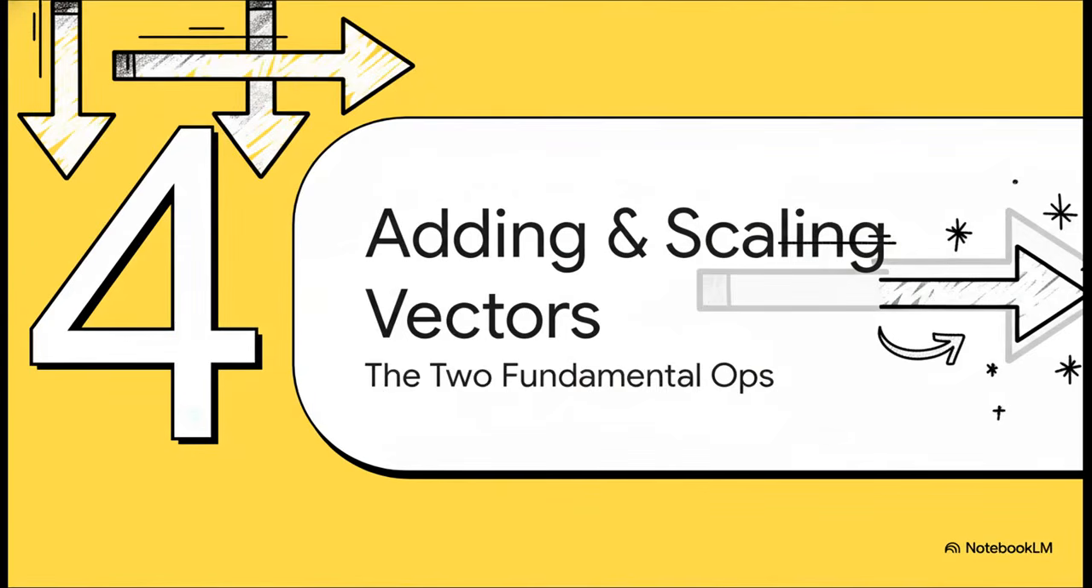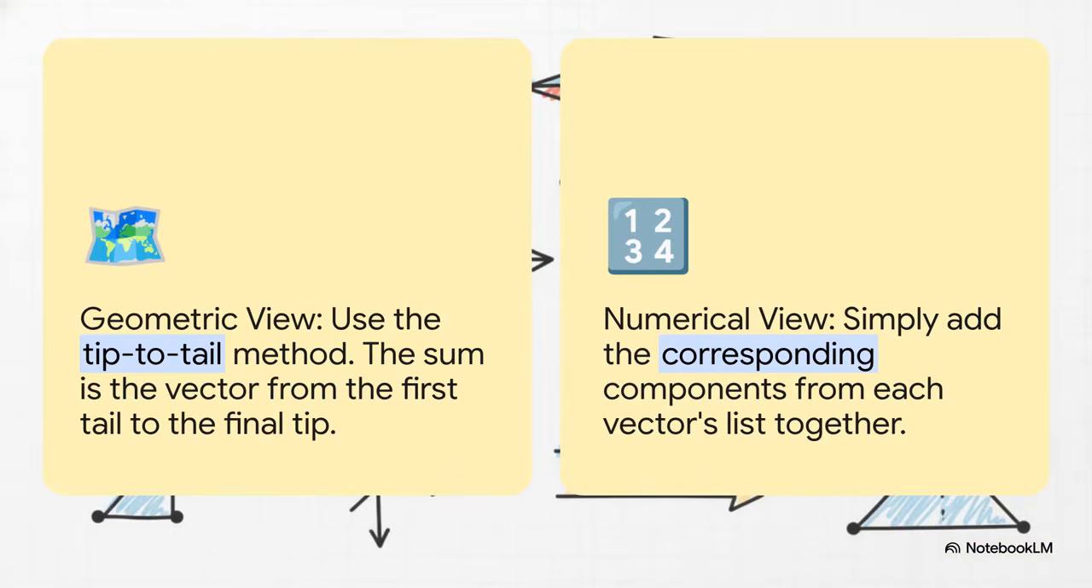Okay, now we are getting to the absolute heart of it all. Pretty much every topic in linear algebra, no matter how complex it seems, boils down to 2 fundamental operations, adding vectors and multiplying them by numbers, which we call scaling. So how do we add 2 vectors? Well, geometrically, you use what's called the tip-to-tail method. You just slide the second vector over so that its tail starts at the tip of the first one. The result, their sum, is the brand new vector that goes from the original tail to that final tip.